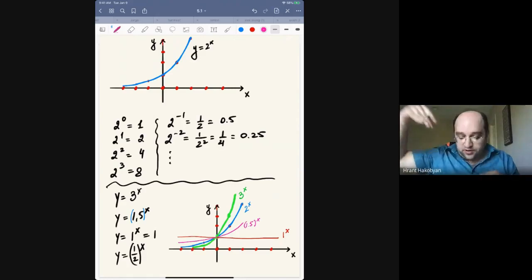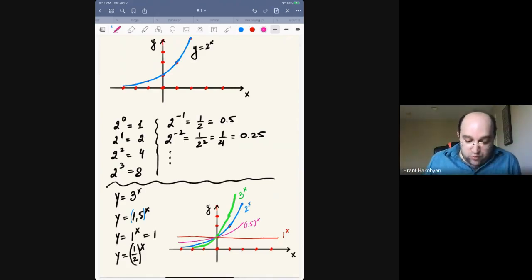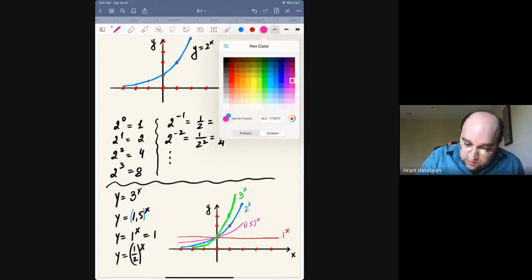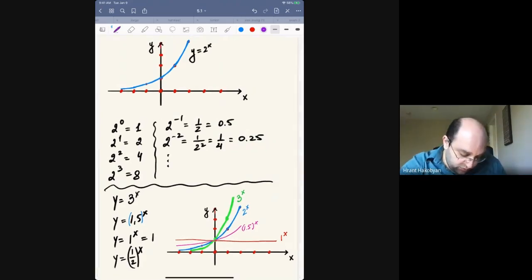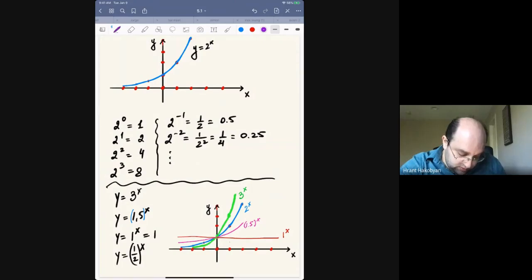Okay, so the point is that as long as this base is a number greater than 1, the function is increasing very fast. However, if I do 1 over 2 to the power x and try to draw that, that would look the opposite. Let's take a different color here, this purple one. So 1 over 2 to the x would look kind of the opposite of the blue one. So it would be like this. It would be 1 half here, it would be 2 here, and then it would be 4 here, and so on. So the picture would look like this.